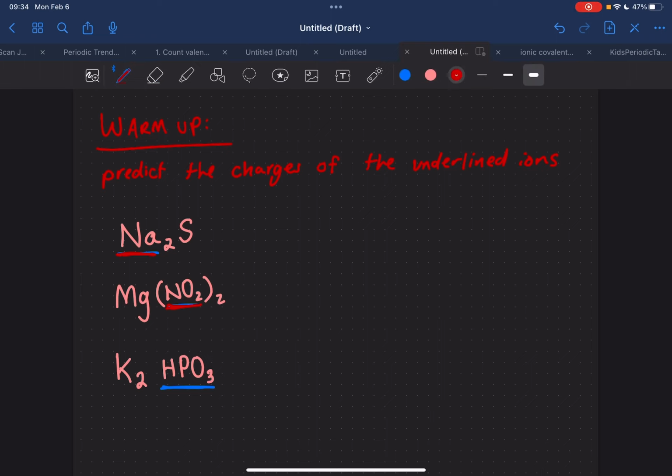And the last one that I want you to predict the charge of is HPO3. This one you definitely haven't seen before. I'm not going to tell you what this one is called. I'll tell you later, just to really hammer home the fact that you do not need to know, you do not need to recognize these polyatomic ions in order to guess the charges, because we have enough information to do that. So pause the video, give it a try, and then play, and we'll go through it.